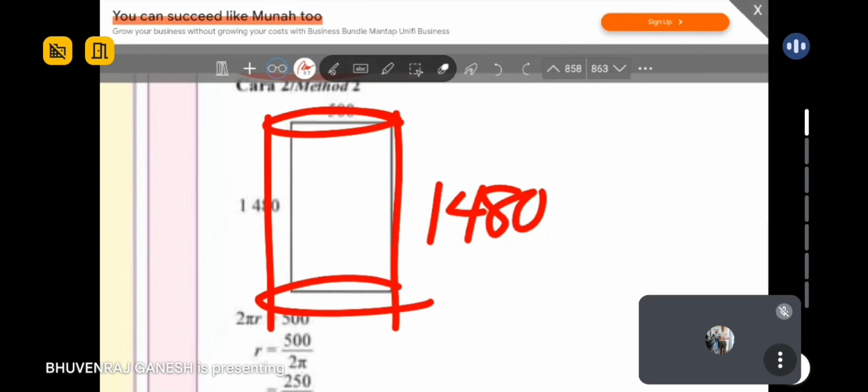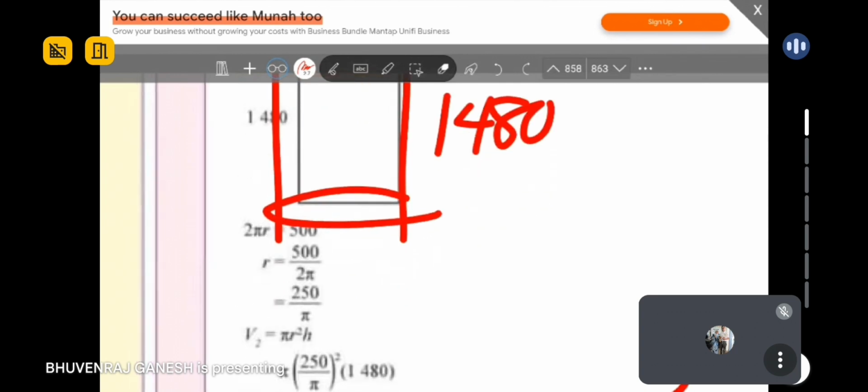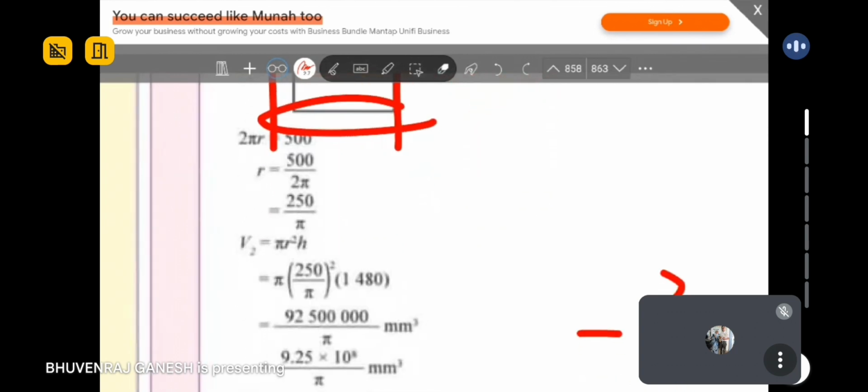It's just like that only. The whole 500 is this one. This whole round until here. Come back here. Start here. Come back here. 500. That is the concept. That's why you have 2 pi r sama dengan 500. So you have r in terms of pi, kira isi padu.